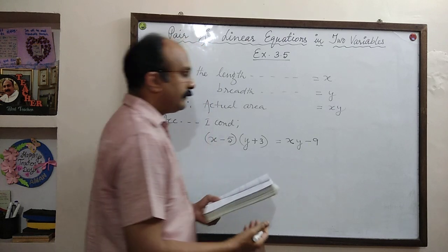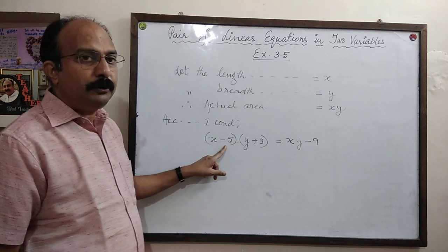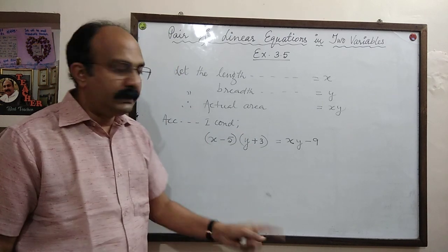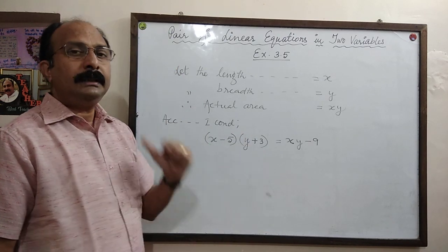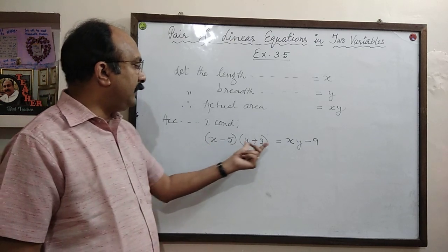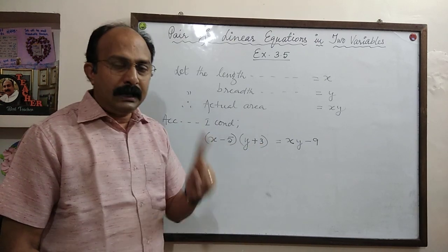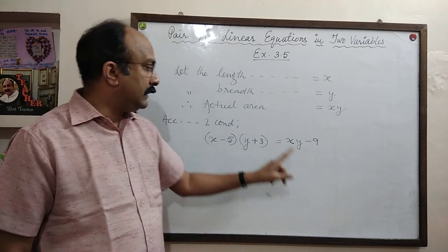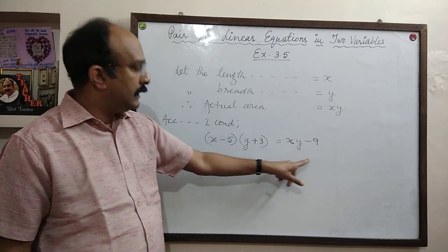I repeat. When length is reduced by 5 means x minus 5. Breadth is increased by 3 means y plus 3. Then the area is length into breadth, that is x minus 5 into y plus 3. Then it is given the area will get reduced by 9 units, that is xy minus 9.